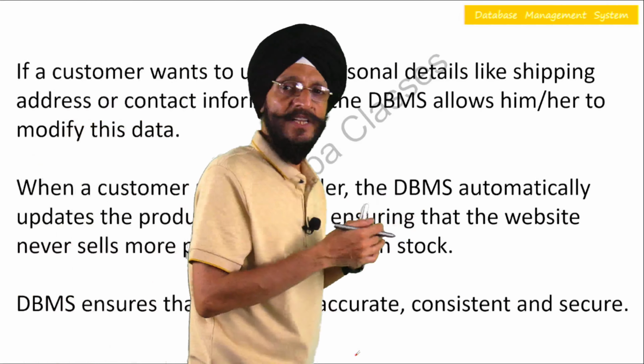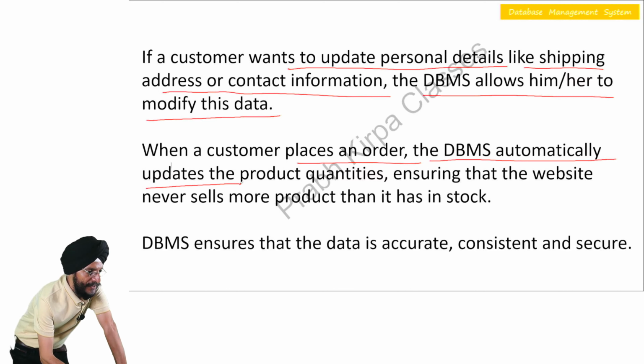When a customer places an order, the DBMS automatically updates the product quantities, ensuring that the website never sells more product than it has in stock. Suppose there is only one product which the website is showing and you have purchased it. Now if any customer tries to purchase that product, the DBMS will not allow it, as it will update the inventory and show that no product of that particular quantity, brand or type is available anymore, hence purchasing cannot be made.